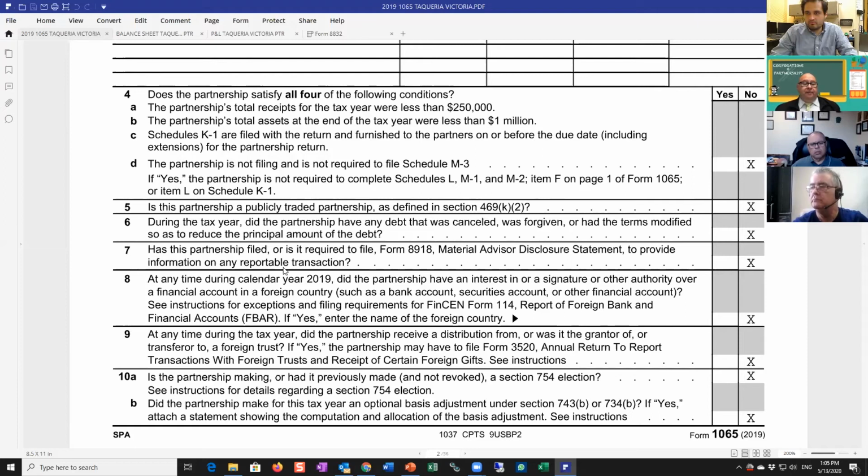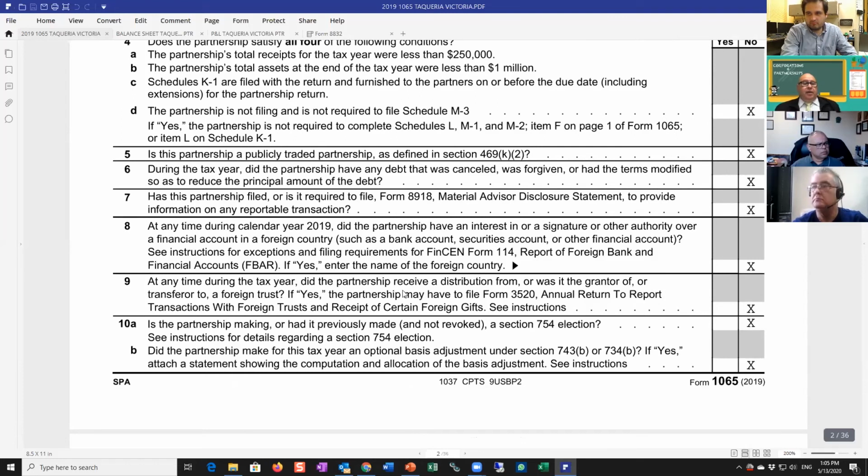Has the partnership filed or is required to file Form 8918, Material Advisor Disclosure Statement? That's just a disclosure statement. And again, most of the time it's not gonna apply. This is important. Number 8 is one of the important questions. That one can also send somebody knocking at your door if you leave it blank.